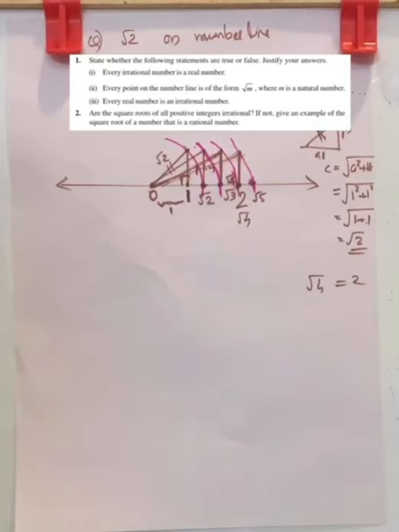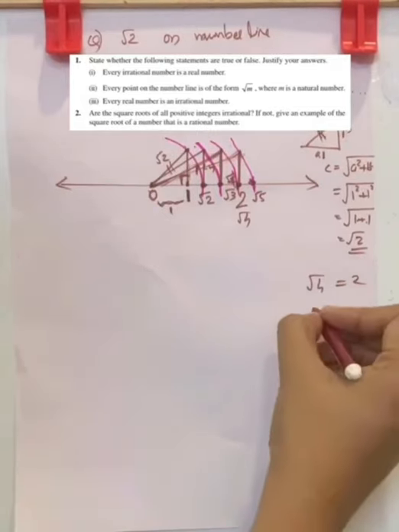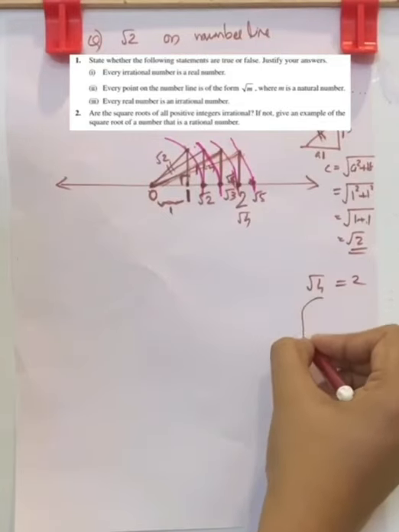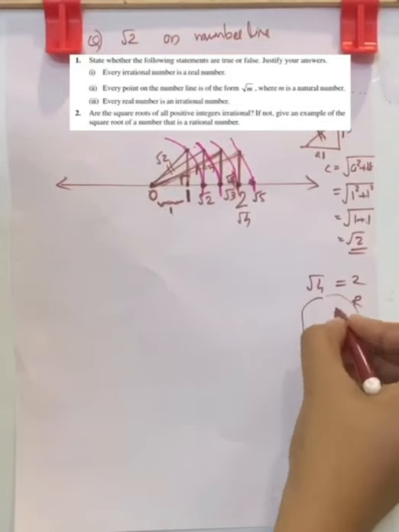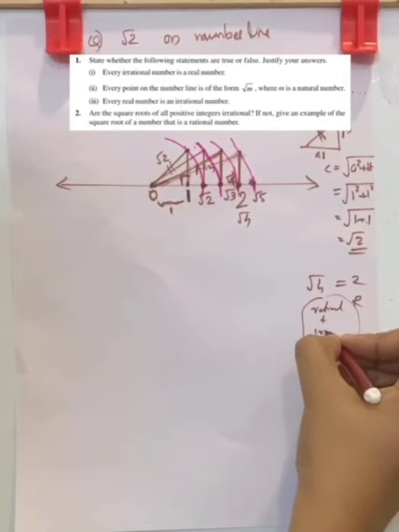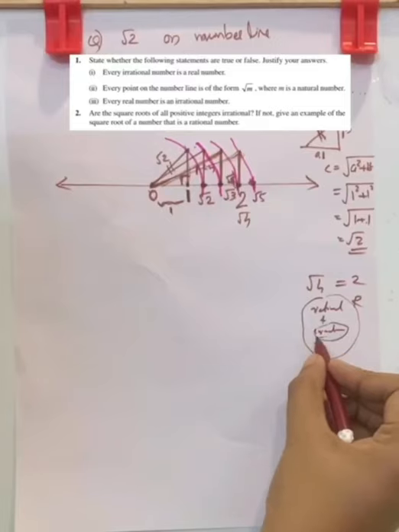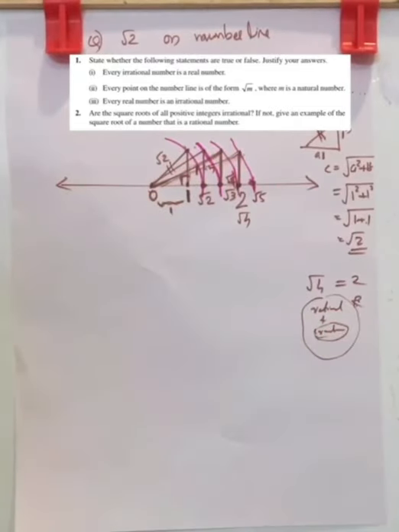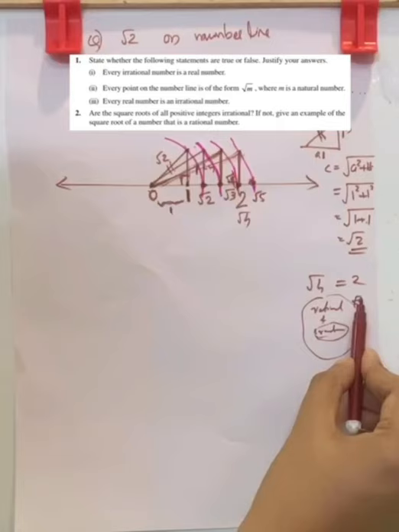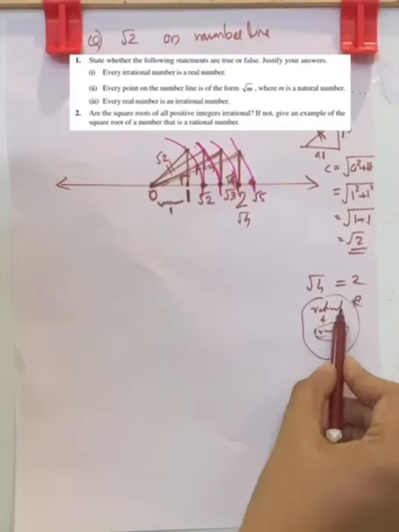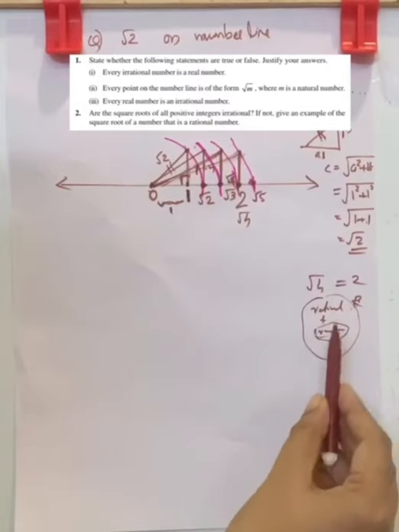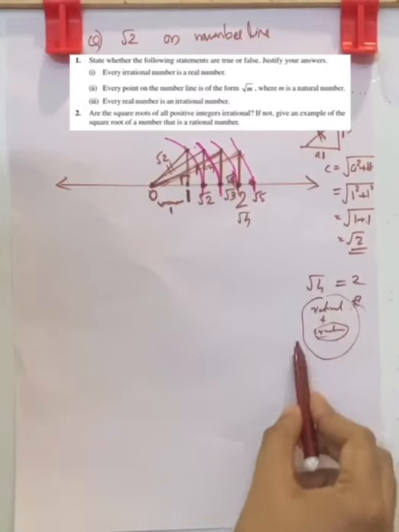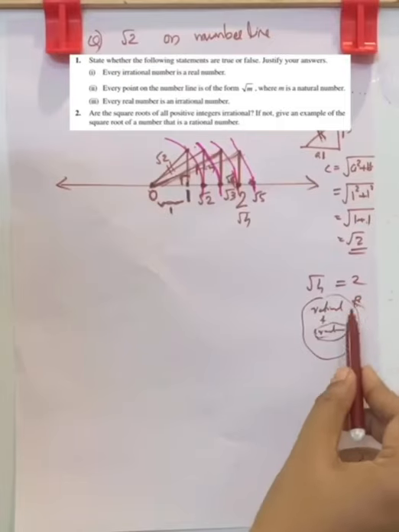Every irrational number is a real number. Yes, the real number line or real number set. This is a real number set. It consists of both rational and irrational numbers. So every irrational number is a real number. But you can't say every real number is an irrational number, because real numbers include rational numbers also. It is not irrational. So every irrational number is a real number, but every real number is not an irrational number.